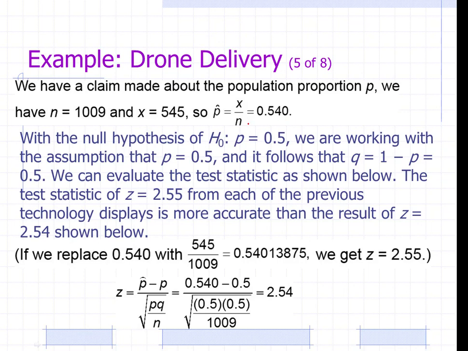So when we do this, we calculate our p hat, which is our successes divided by the number in our sample. We are going to do this, and we get a z-score of 2.54. Okay, ponder that for a minute and think about the standard normal table, and where would that z-score be?